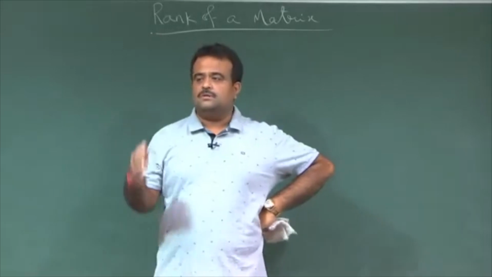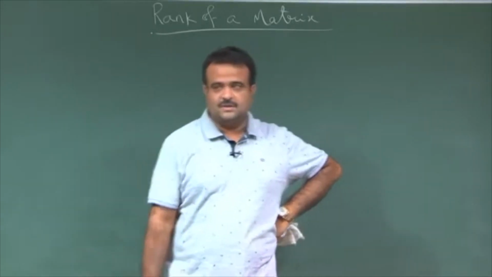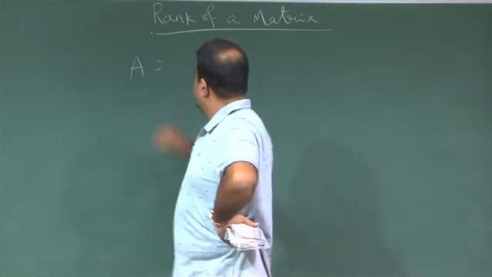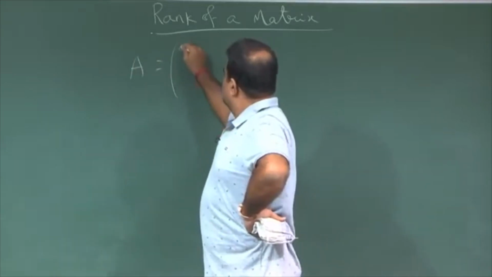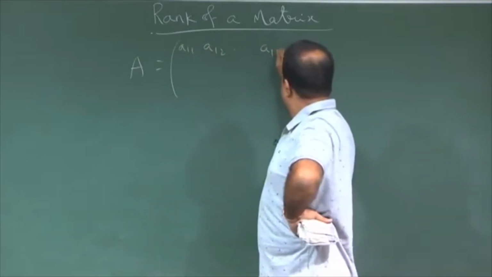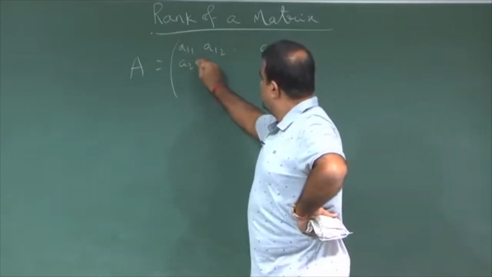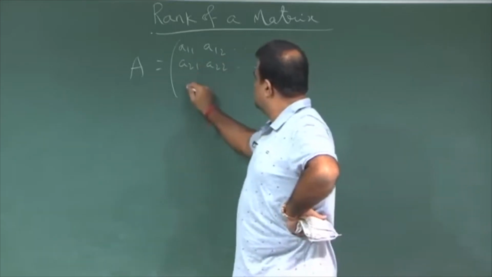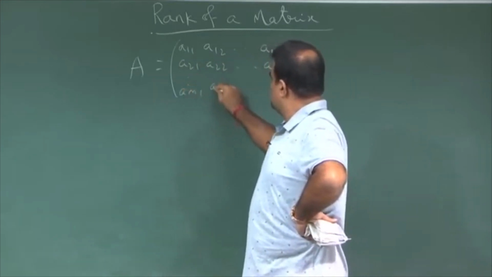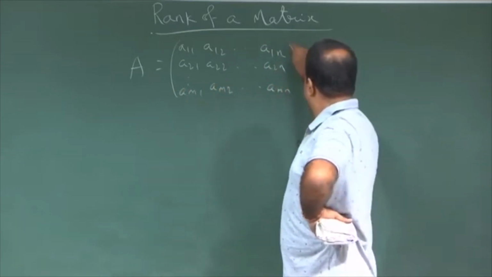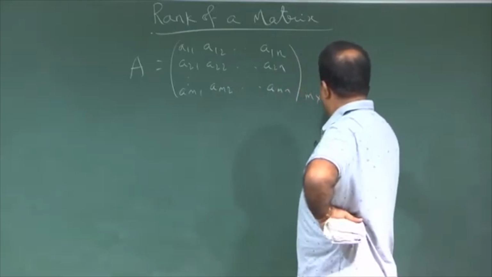Okay, so we'll talk about rank of a matrix. As you know, a matrix is a rectangular arrangement of the elements. So, suppose we consider an m by n matrix, with first row a11 up to a1n, the second row a21 to a2n, and the mth row am1 to amn. So, this is an m by n matrix.